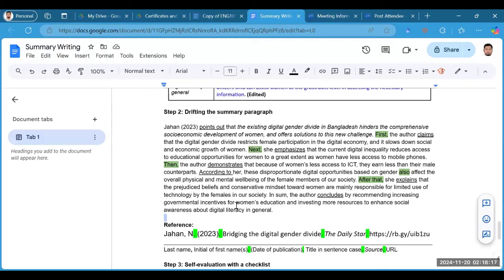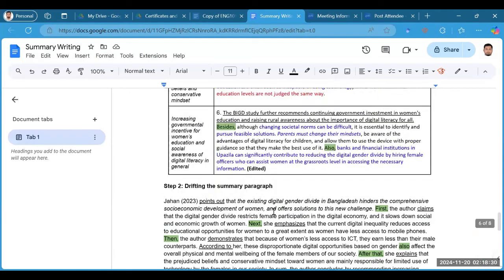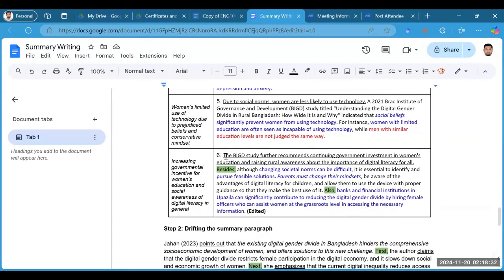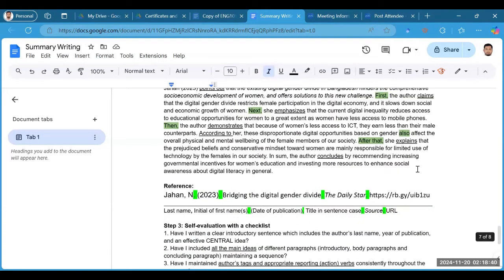Increasing governmental incentive for women's education and investing more resources or money, okay, to enhance social awareness about digital literacy in general and for men and women. So this is the main idea of the last paragraph, if you see. Okay, so I have underlined the main idea here, and this is the margin note, and this margin note has been transferred into the last sentence.